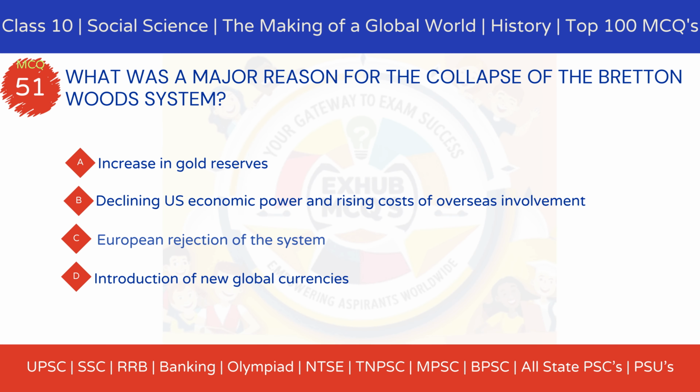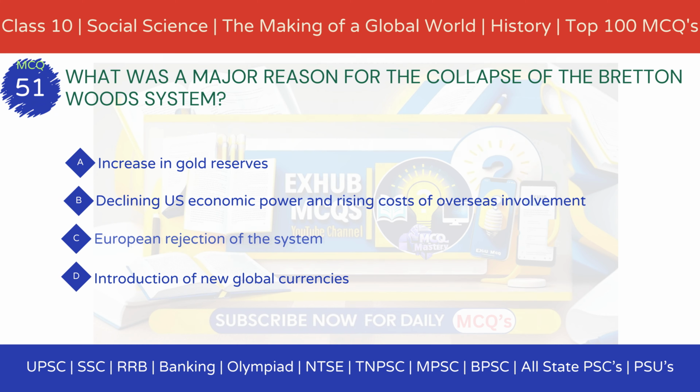MC 51. What was a major reason for the collapse of the Bretton Woods system? Option A. Increase in gold reserves. Option B. Declining U.S. economic power and rising costs of overseas involvement. Option C. European rejection of the system. Option D. Introduction of new global currencies.